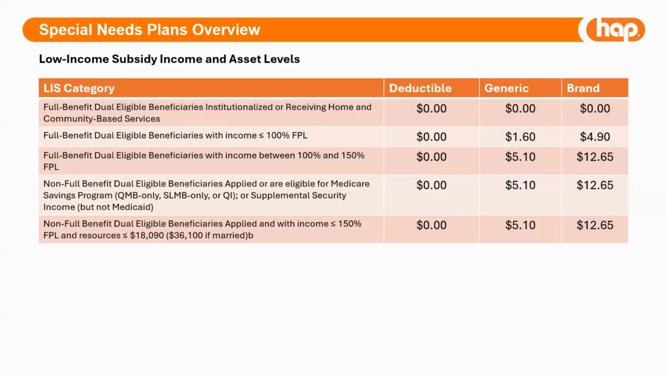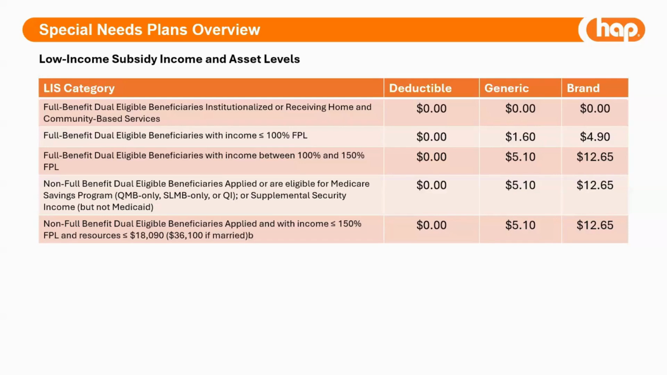They have a 0 deductible. All of them have a 0 deductible. Level 2 will have that $1.60 and $40.90 for the brand name. And then level 1 has $5.10 and $12.65. Now, it does break it down, as you can see there, for those different people, but pretty much anybody that is above 100% FPL got bumped into level 1.